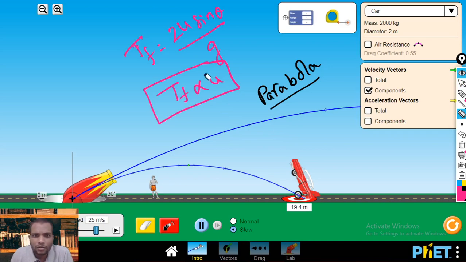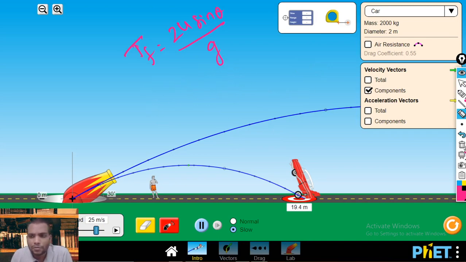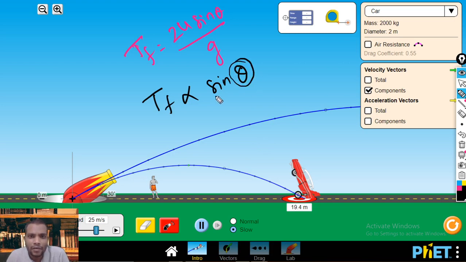And here you can notice one more term: the time of flight is directly proportional to sine theta, the sine of the angle of projection.